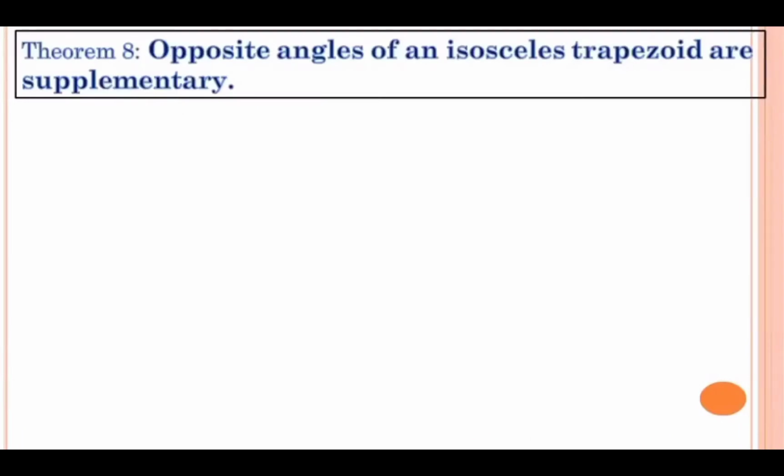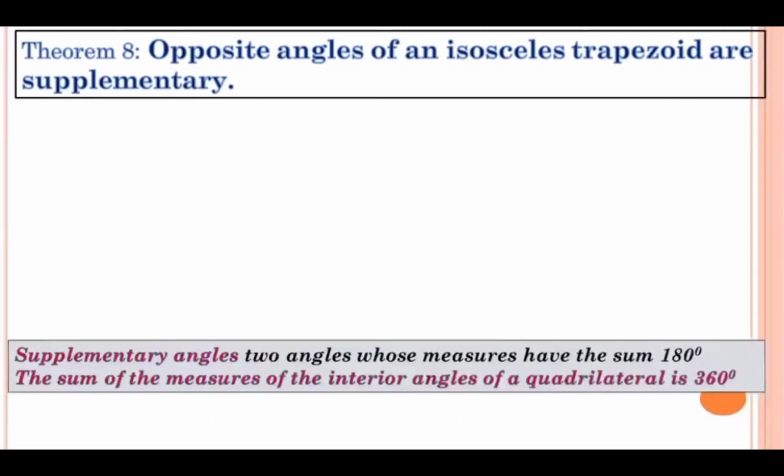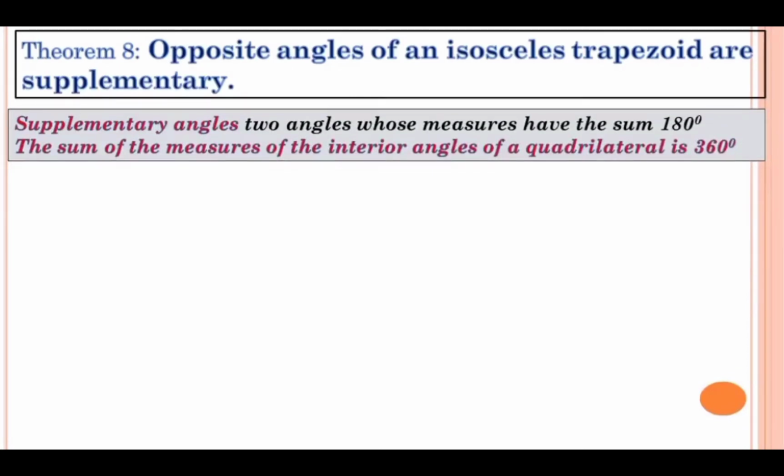Another theorem related to isosceles trapezoid is Theorem 8, which states that opposite angles of an isosceles trapezoid are supplementary. When we say supplementary angles, these are two angles whose measures have the sum 180 degrees. Also recall that the sum of the measures of the interior angles of a quadrilateral is 360 degrees.